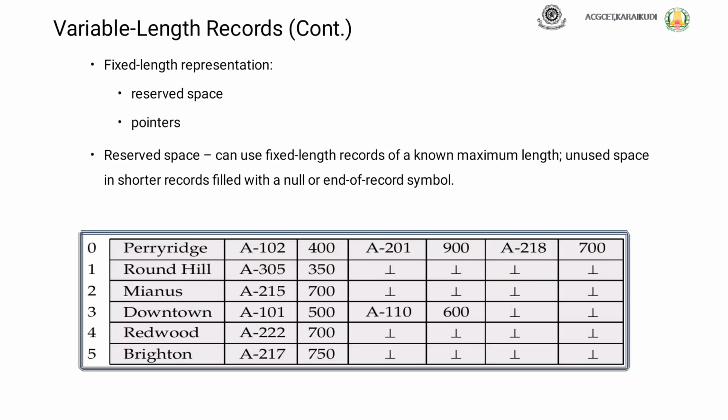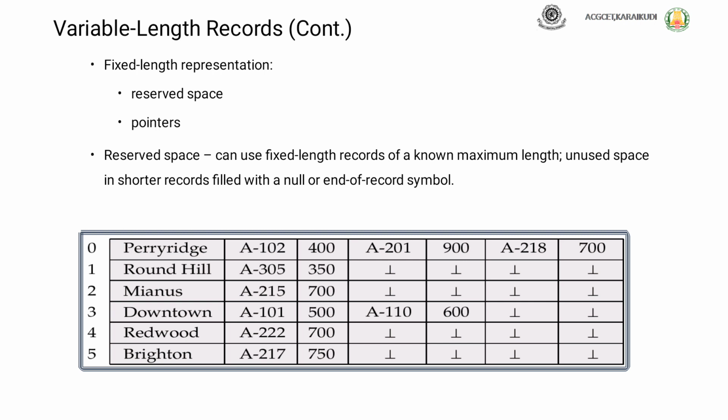The next variable length record representation is fixed length representation. It is another way to implement variable length records efficiently in a file system: to use fixed length records to represent one variable length record. There are two ways of doing this. One is reserved space, and the other is list representation, also called pointer representation.